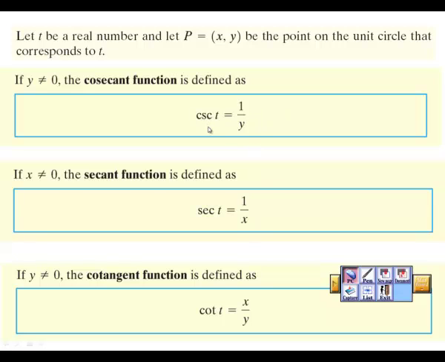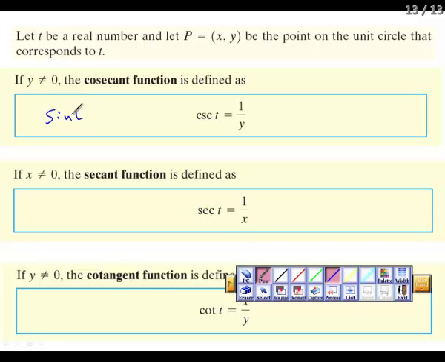The reciprocal identities: cosecant is the reciprocal of sine. So we know that sine t equals y, so cosecant is 1 over y. And so we could also say that cosecant t is the same as 1 over sine t. So if, let's say, sine t were equal to 1/2, then since cosecant is the reciprocal of sine, it would be 2 over 1, or cosecant we could say is 2.